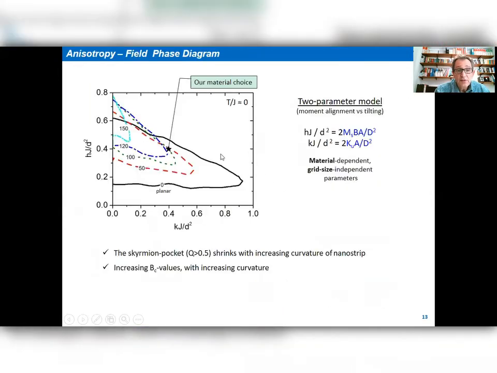We can summarize our results for different materials by looking at the phase diagram. We've plotted the field versus the anisotropy of the system. This defines a pocket inside which skyrmions survive and outside which skyrmions are not stable. And what we observe from this graph is that as you increase the curvature of the system, you require stronger and stronger fields to stabilize the skyrmions.